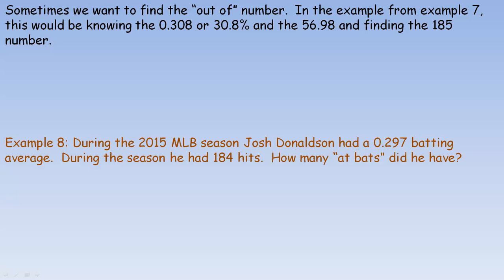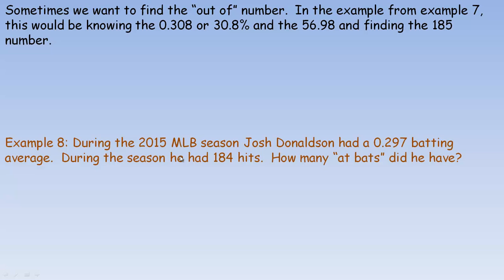And one last page here, and one more example. Sometimes we want to find the out of number, like in this case the 185 at-bats or trips to the plate. There are really three numbers you could find, and the first two examples dealt with finding the batting average and the number of hits. Now I'm going to show you in this last one how you'd find the out of number, like the 185 at-bats that he had.